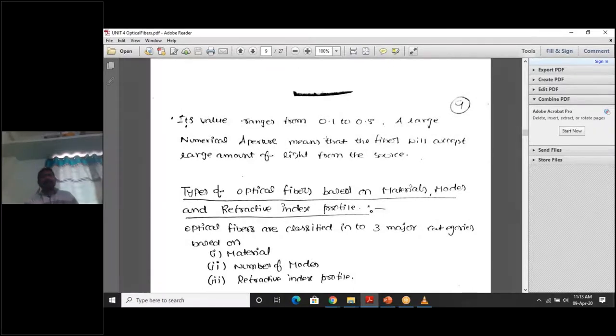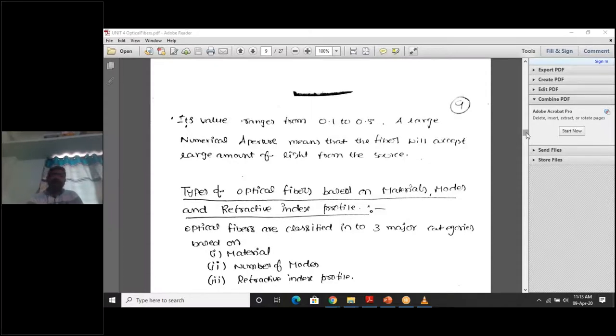Generally, the numerical aperture value ranges from 0.1 to 0.5. What is the meaning of 0.1? Numerical aperture of an optical fiber is 0.1 means its light gathering ability is very, very low. Numerical aperture of 0.5 means its light gathering ability is very, very high. That is the meaning of numerical aperture of 0.1 to 0.5. Any optical fiber's numerical aperture generally varies from 0.1 to 0.5.